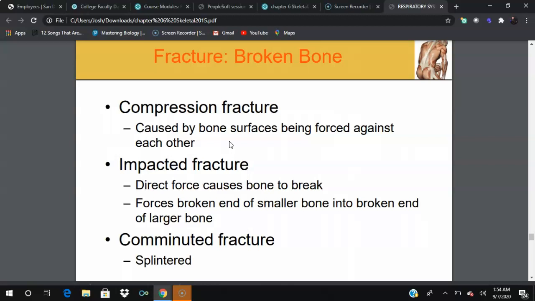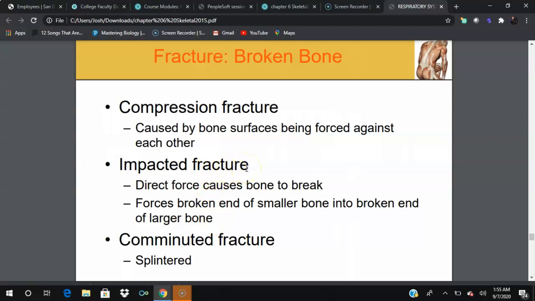And so we see these compression fractures in people that have osteoporosis where the vertebrae get pushed upon each other, and it's called a compression fracture. Then we have something called an impacted fracture, and this is where a direct force to a bone causes a break. When a smaller bone becomes broken and gets forced into the larger end of a bone, that's called an impacted fracture.